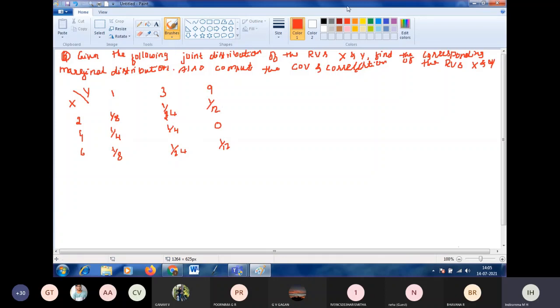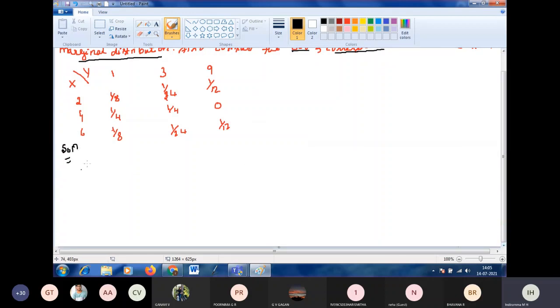Okay, we can go for the solution now. First we have to read the question, what they are given. Given the following joint distribution for the random variables X, Y. They are given the joint distribution. Find the corresponding marginal distribution. First question is we should find the marginal distribution. Second, also compute covariance. Third, we have to find out correlation. These three things we have to find for the given data. So if you first find the marginal distribution, it will help us to compute the remaining things.